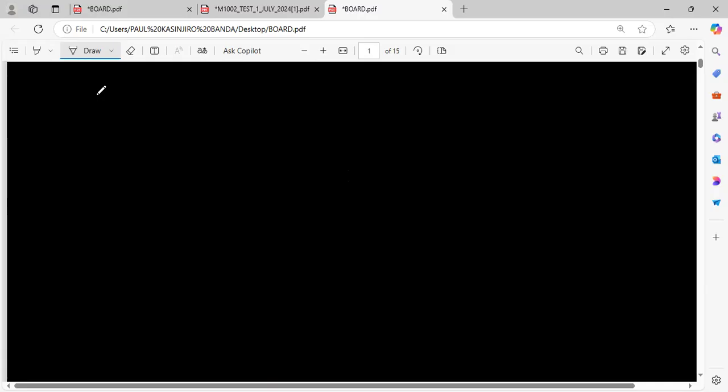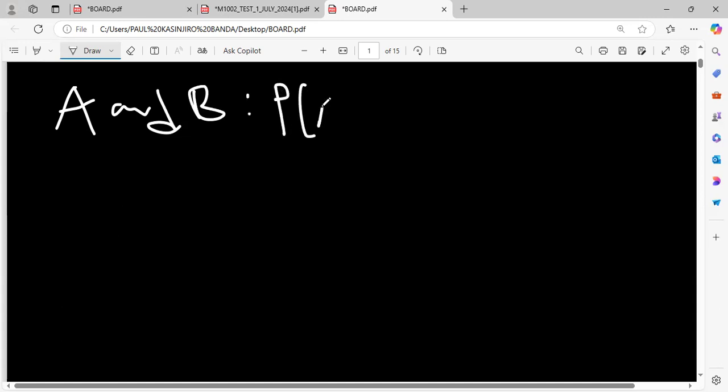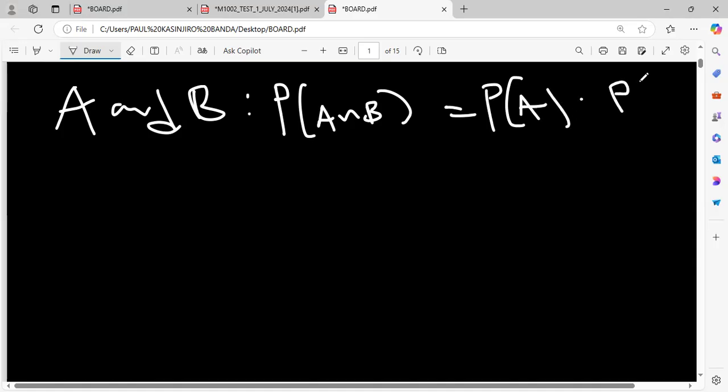So these are what we are going to use. In the question, we were told that A and B are independent. So if A and B are independent, then it means the probability of A intersection B is equal to the probability of A multiplied by the probability of B. This is what we know from the question.